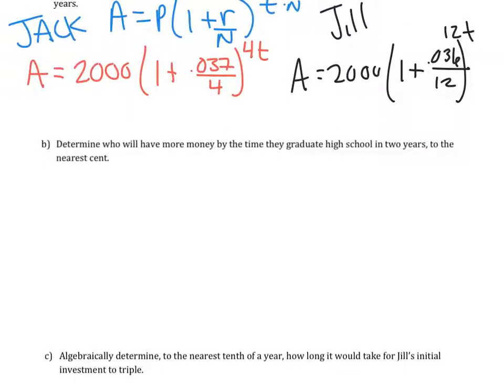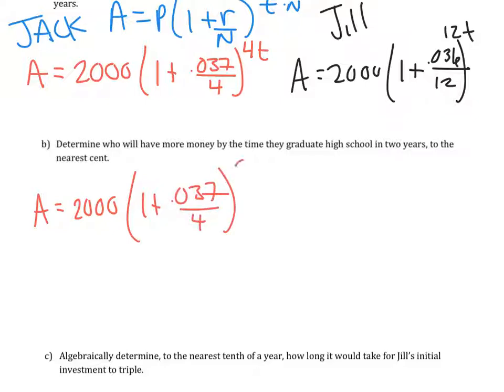And now it says determine who will have more money by the time they graduate high school in 2 years, to the nearest cent. So basically you're going to replace both of their years with 2. So 2,000 times 1 plus 0.037 over 4, raised to, or hopefully you're okay if I call that 8, if I plug in my 2 for my years. And again, the A is by itself, so this is easy math. You're just typing it in exactly how you see it on your screen. And I've got 2152.88. Hopefully you can agree with that.